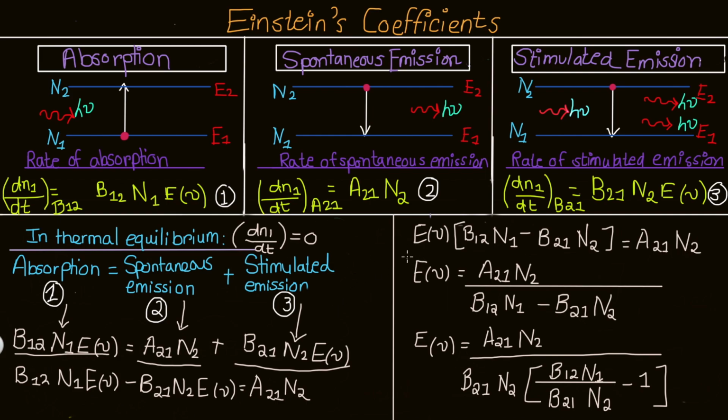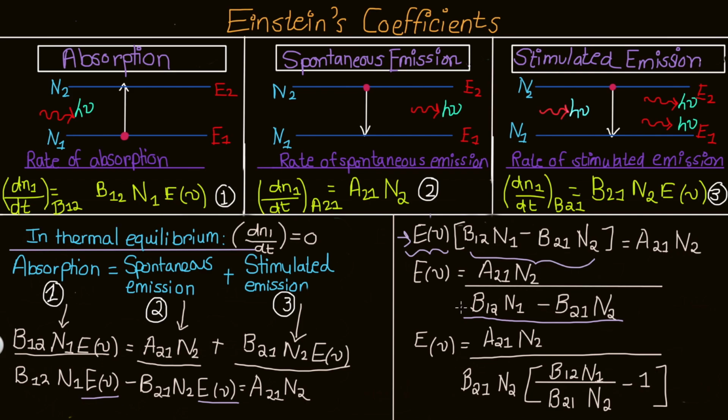Now, over here, as you can see, I've taken E nu common out. So I've taken this bit out from this side of the equation over here. And I am left with B12 N1 take away B21 N2, which equals A21 N2. If I take this bracket down on the right-hand side of the equation, then this is what we get.